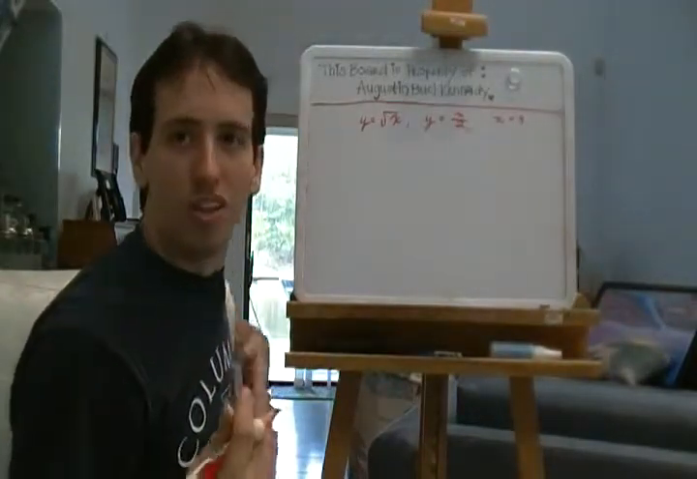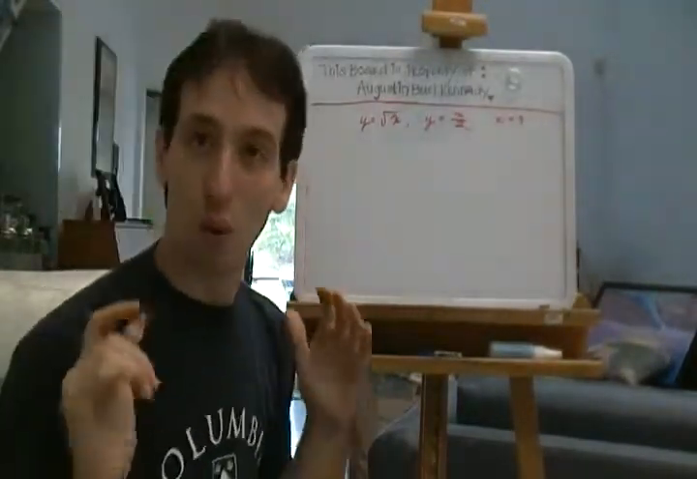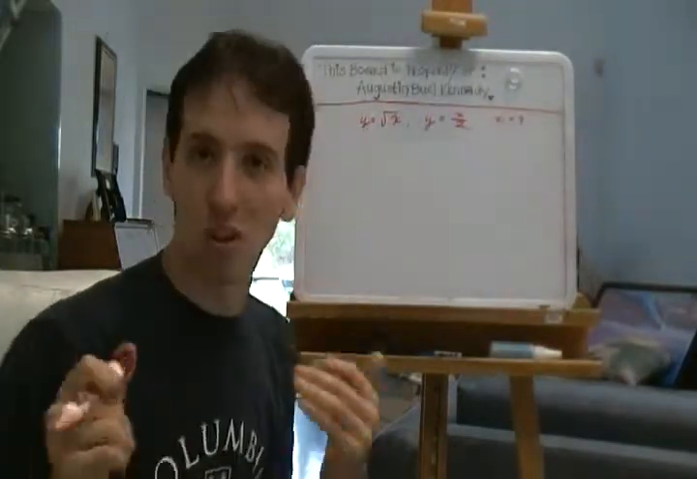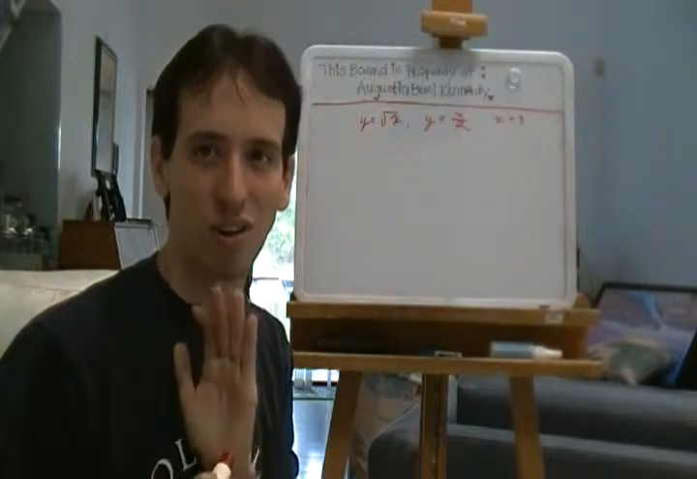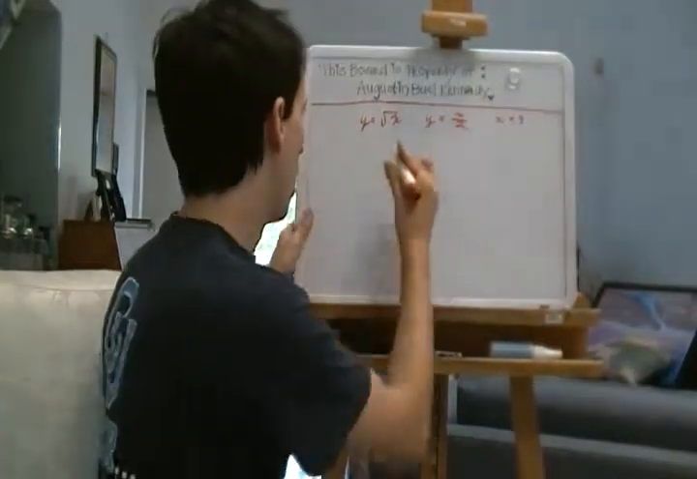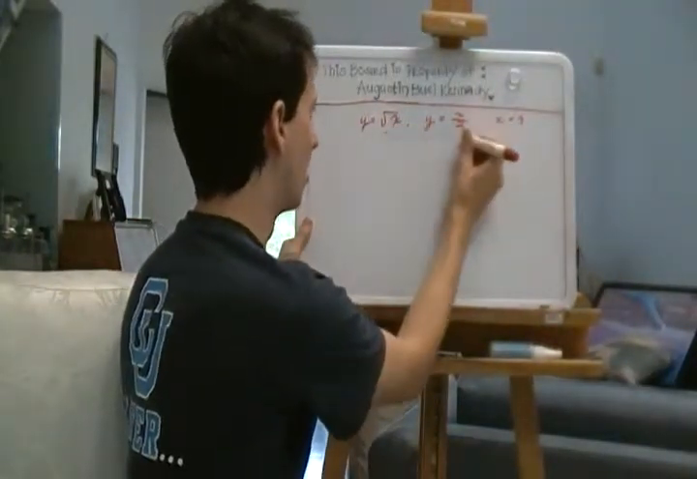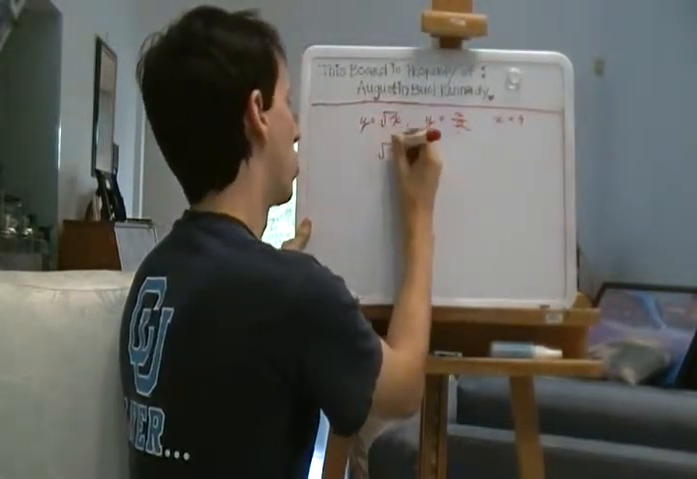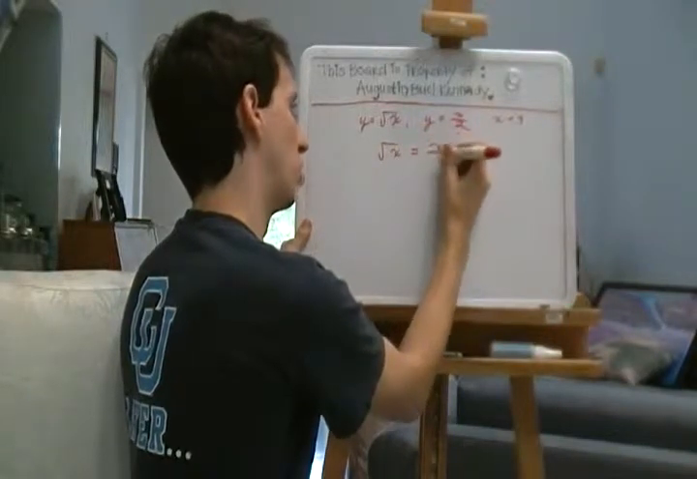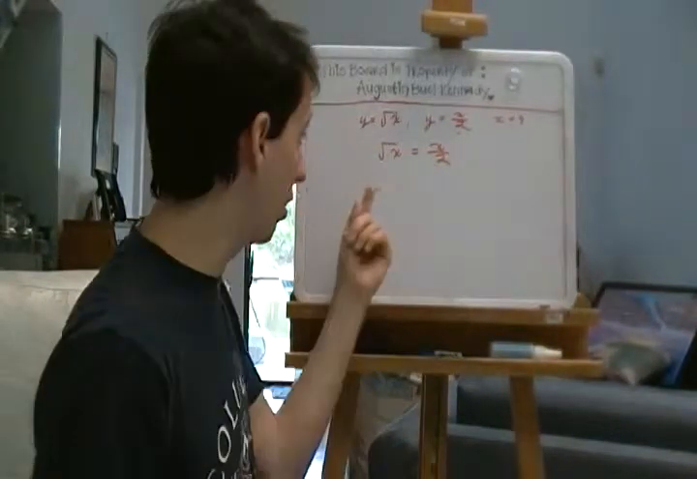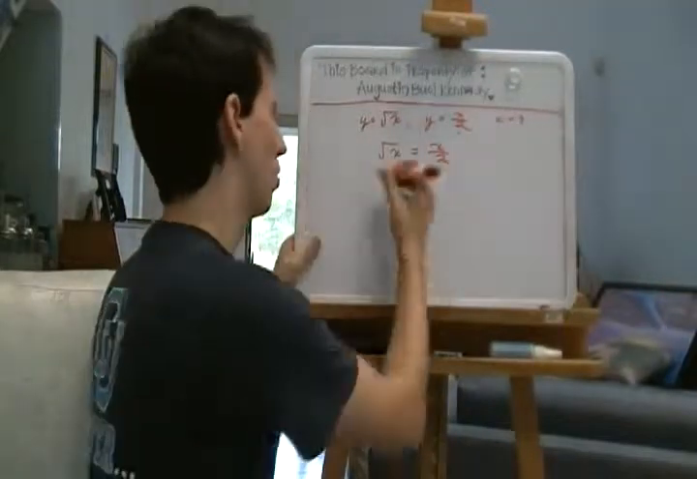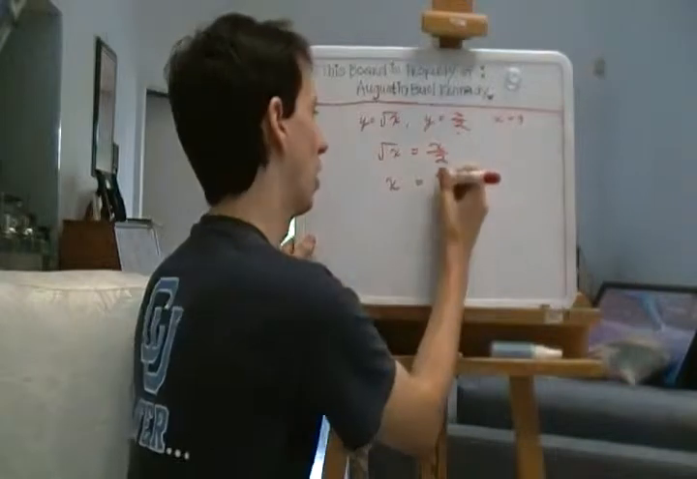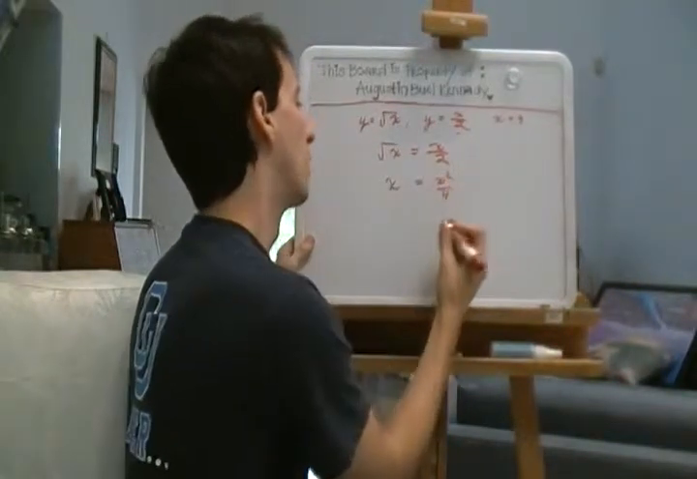Alright, the first thing we want to do, as I mentioned, is go over where the points of intersection are. That's a very important question. The points are going to intersect when the y values are the same. So, we're going to have to look at square root of x and x over 2. So, square root of x equals x over 2. The first thing we do is square both sides. Square root of x squared is x. X over 2 squared is x squared over 4.